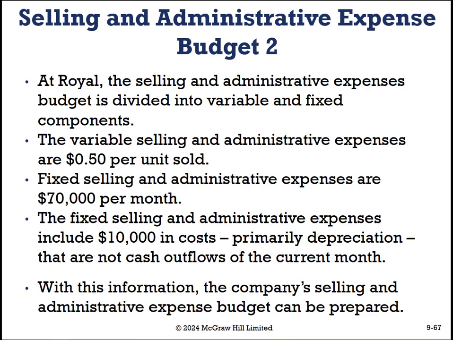At Royal, the SG&A expenses are divided into both variable and fixed components. The variable SG&A expenses equal 50 cents per unit, while the fixed SG&A expenses are $70,000 per month. The fixed selling and admin expenses include $10,000 in costs, primarily depreciation, that are non-cash outflows for the current month. So with all this information, let us look at our SG&A budget.